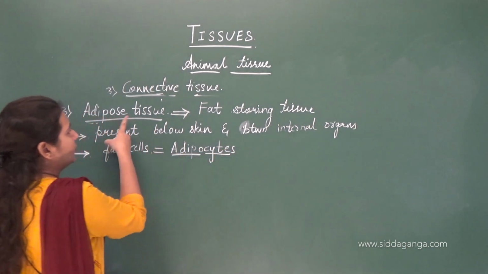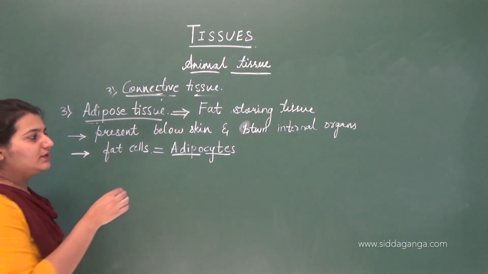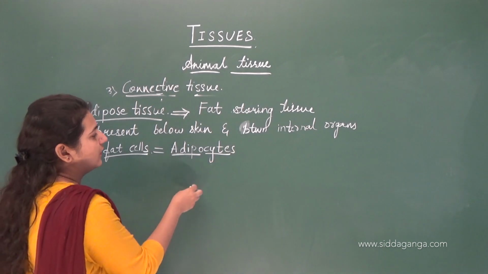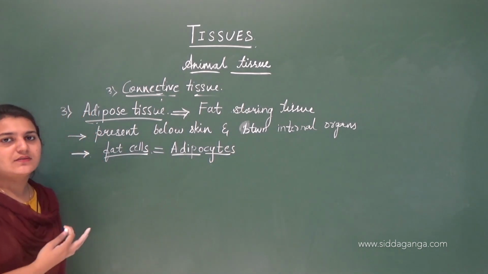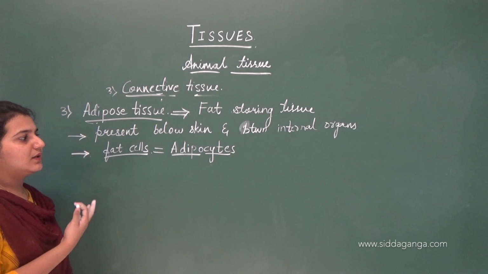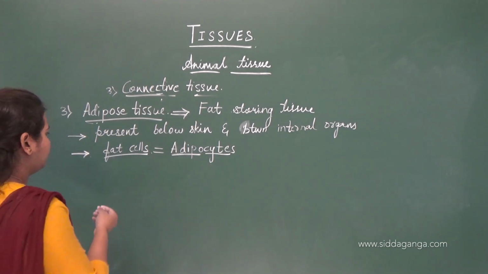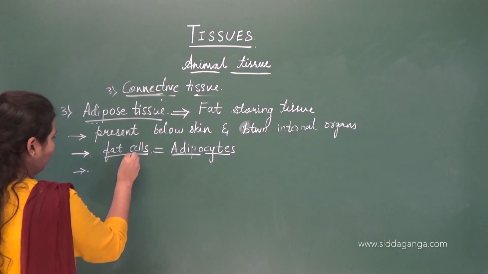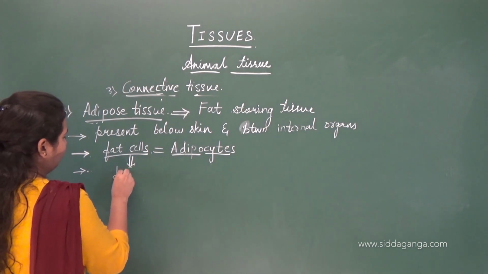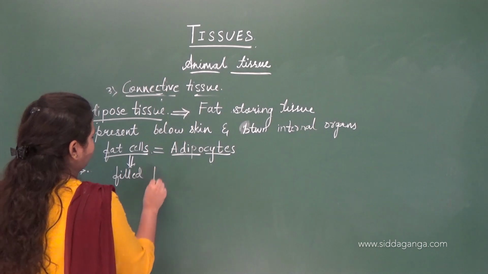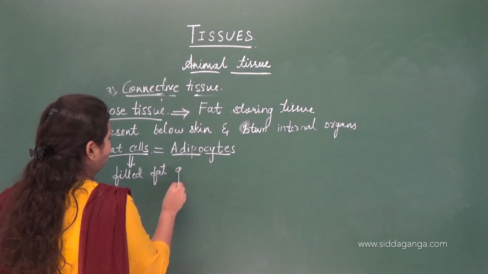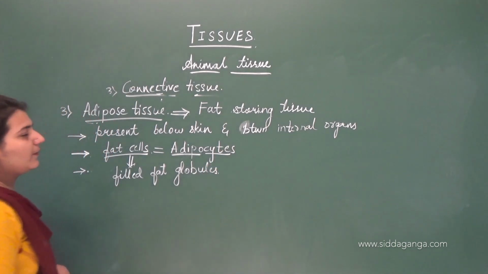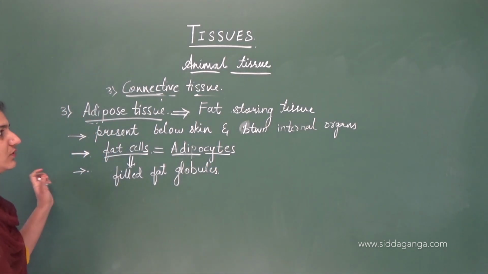Hence the name adipose tissue. These adipocytes are nothing but fat cells, from which adipose tissue is made up. And these fat cells are filled with fat globules. Okay, clear. This is about the adipose tissue.